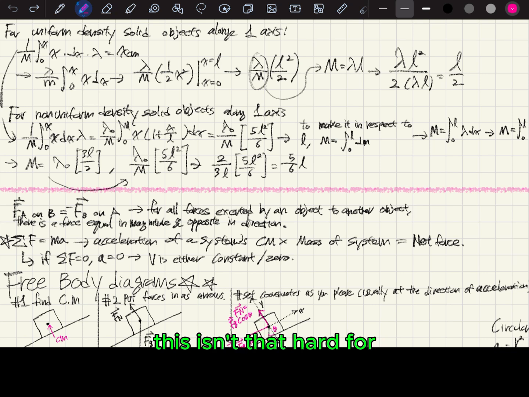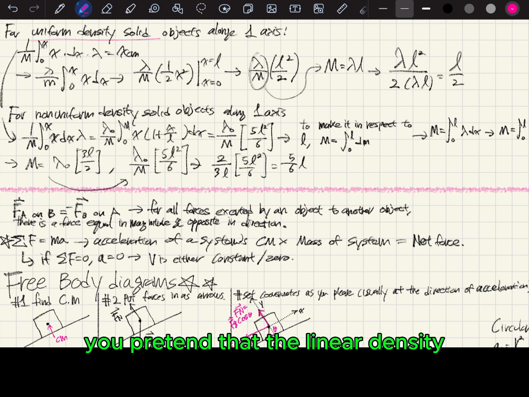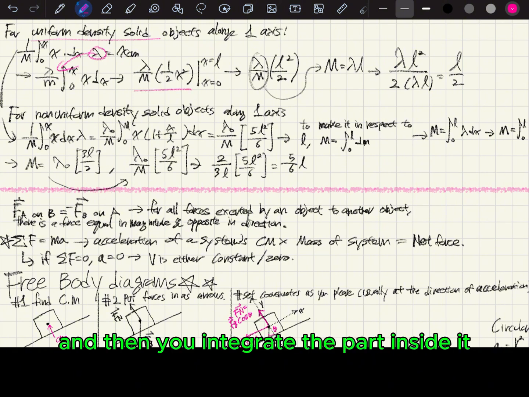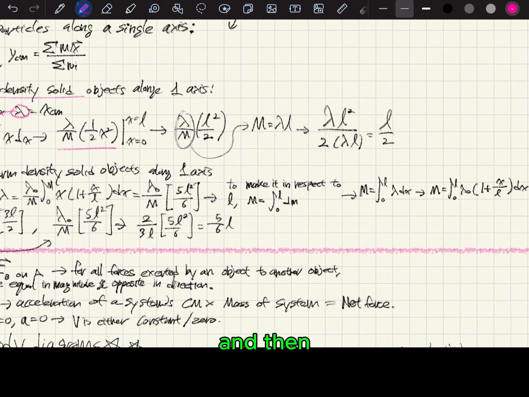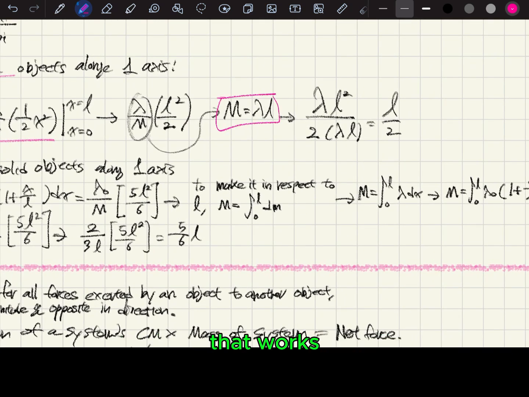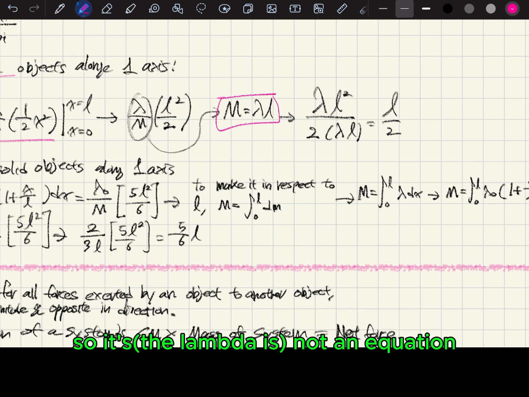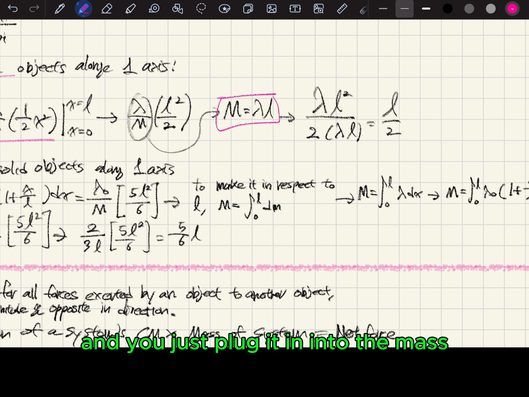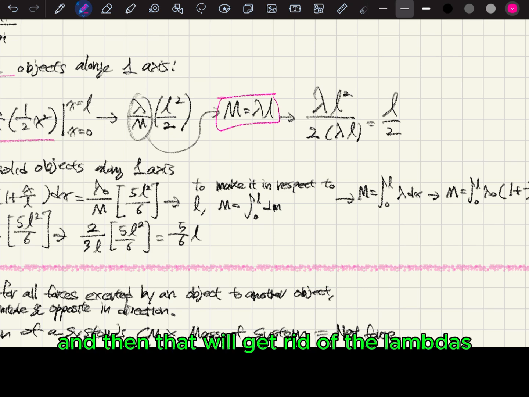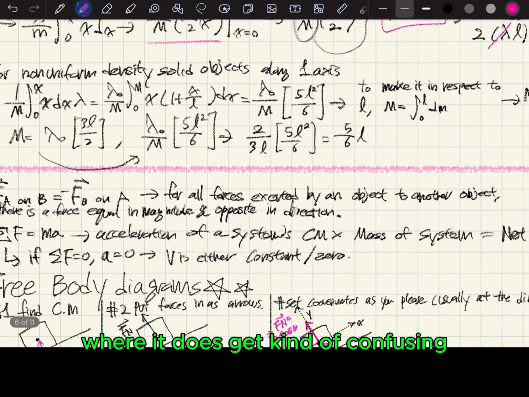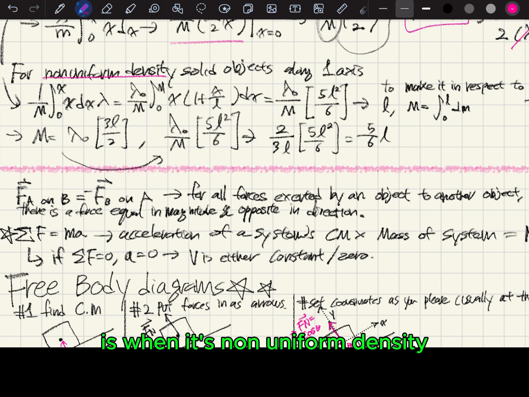This isn't that hard for a uniform density solid object. Basically what you do is pretend that the linear density, or whatever density, is a constant, and then you just take it all out, and then you integrate the part inside. You use this equation because we know that it's a uniform density one, so it's not an equation, and you just plug it into the mass, and that will get rid of the lambdas, and then you will get this. Where it does get confusing is when it's non-uniform density.